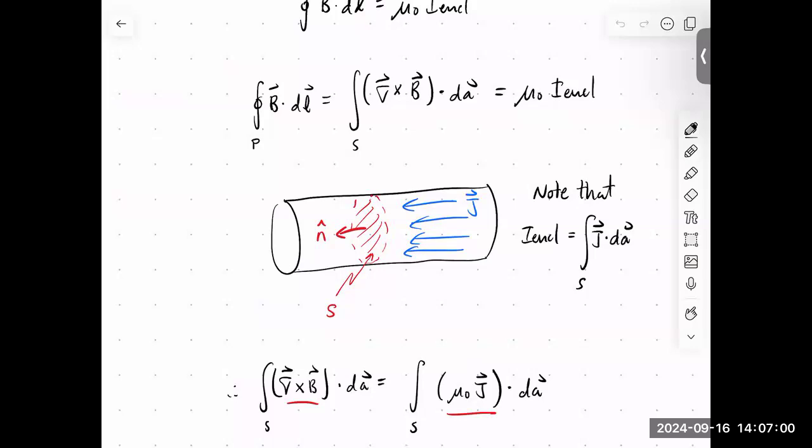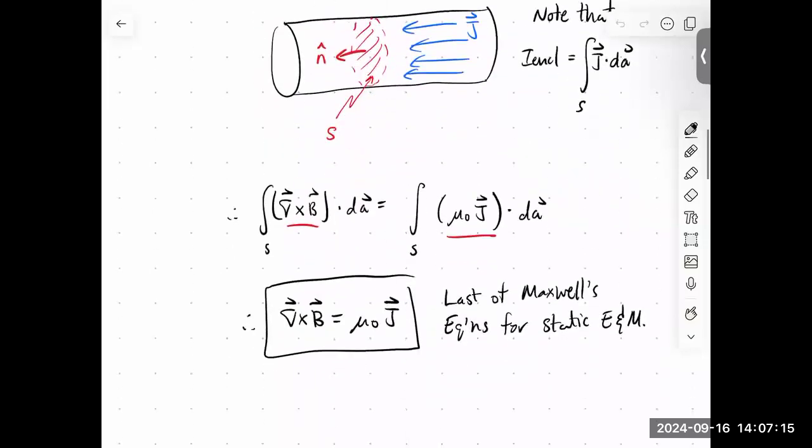And so then we have this curl of B dot dA is, instead of I enclosed, the surface integral of mu naught times J. But now we have the same integral, and so the integrands have to be equal. And one of Maxwell's equations for static electromagnetic fields is the curl of B is equal to mu naught J.